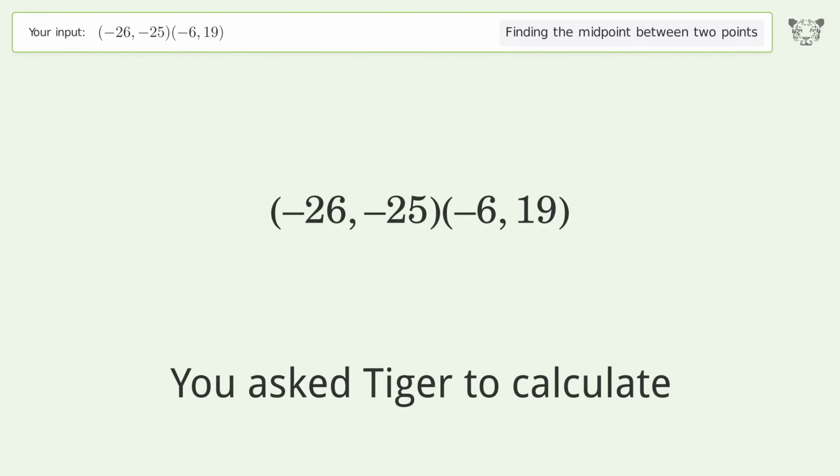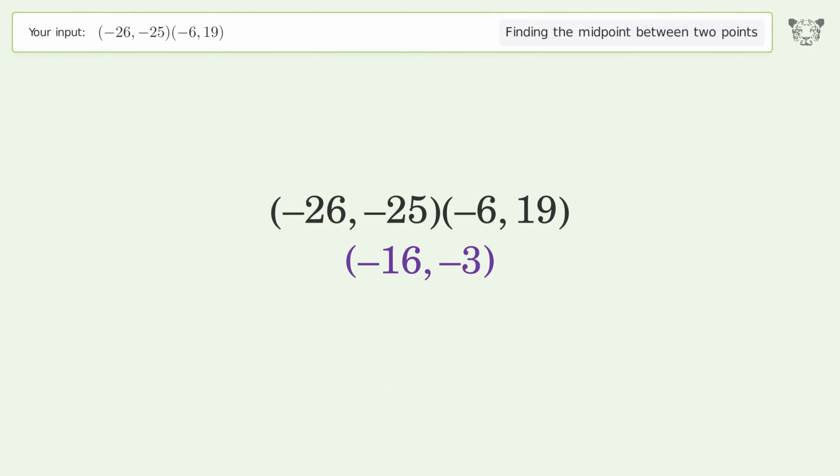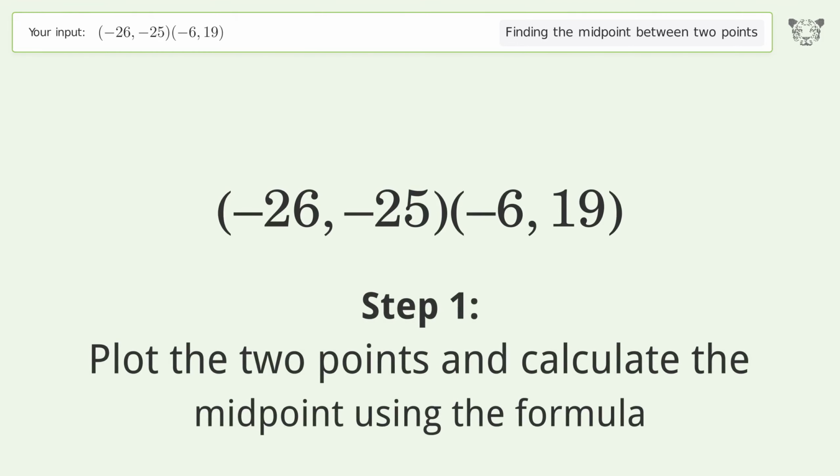You ask Tiger to calculate. This deals with finding the midpoint between 2 points. The midpoint between the 2 points is -16, -3. Let's solve it step by step. Plot the 2 points and calculate the midpoint using the formula.